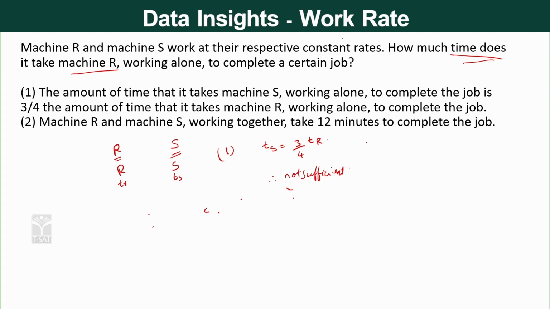Let us see what statement 2 is telling us. Statement 2 says that machine R and machine S working together take 12 minutes to complete the job. That means 1/R + 1/S = 1/12, but we do not know what R is or what S is. So, we cannot comment on the rate or the time taken by machines R and S. Therefore, this is also insufficient.